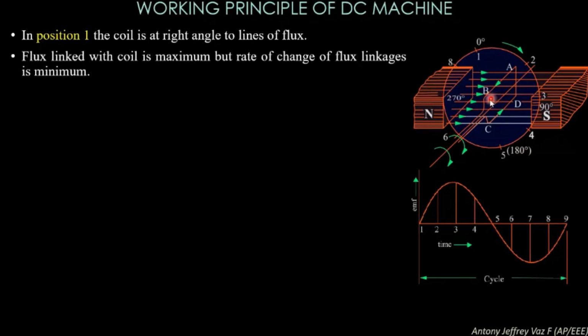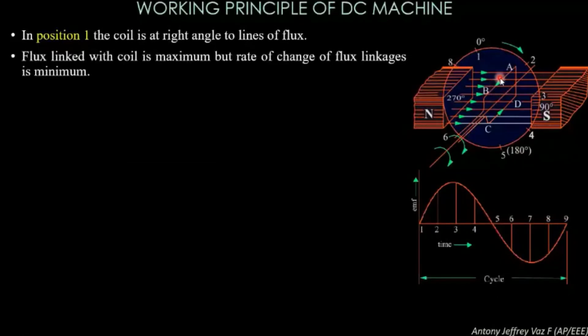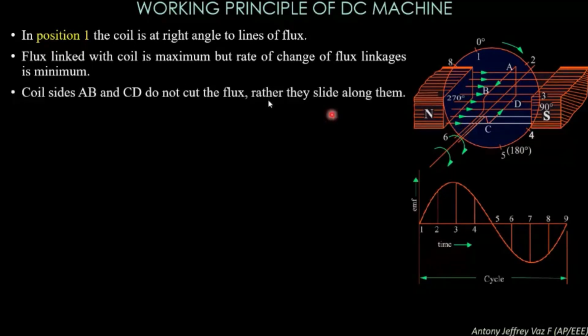Since the coil is in position 1, say theta is equal to 0 degree, the flux linked with the coil is maximum because it is in the 90-degree position, but the rate of change of flux linking is very minimum. So the coil sides AB and CD do not cut the flux, rather they slide along them. You can see this is the flux line. All the green arrows are represented here. These are the flux lines, and the coil sides AB and CD do not cut the flux, rather they slide along them.